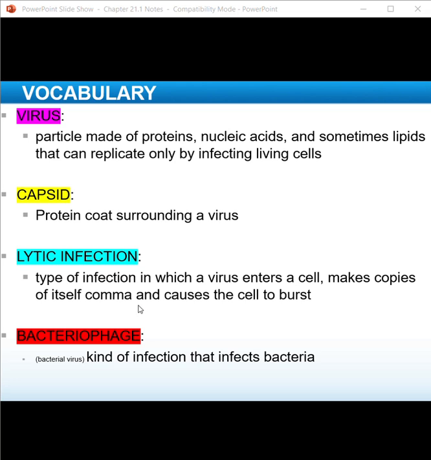Bacteriophage. Well, the beginning of the word sounds like bacteria, so we know that it has to have something to do with a bacteria. It's also been called a bacterial virus, and the actual definition is a virus that infects bacteria. All right, let's move on to the next slide. You can always pause the video so that you can write down whatever you need.